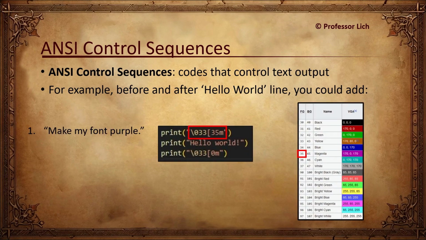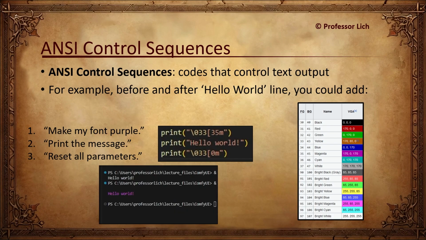So the first line basically says, make my font purple. The second line says, print a message. And the third one says, reset all parameters. You need this last bit because otherwise everything beyond your hello world will just be colored purple. So yeah, try running Comfy's main.py and you should be able to see hello world turn up on the terminal during the loading of the program. So it should look like this.